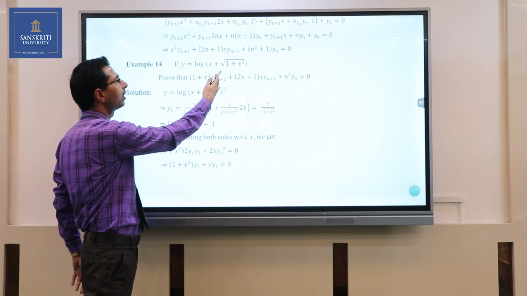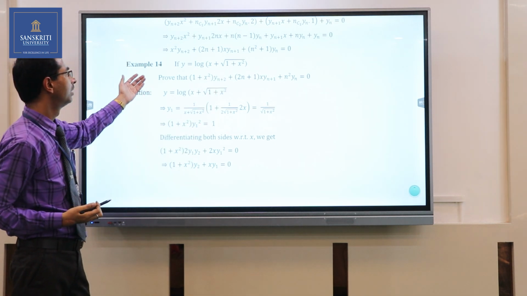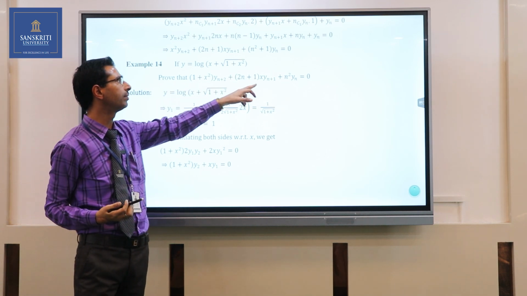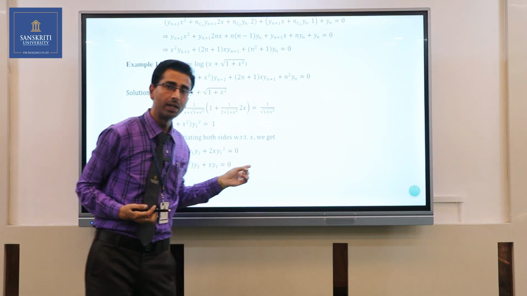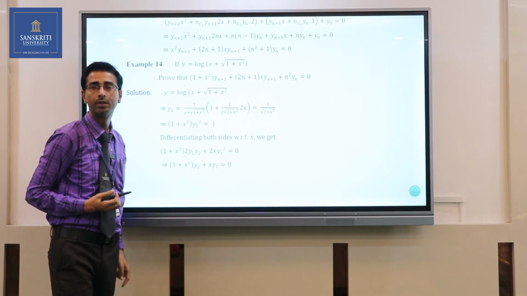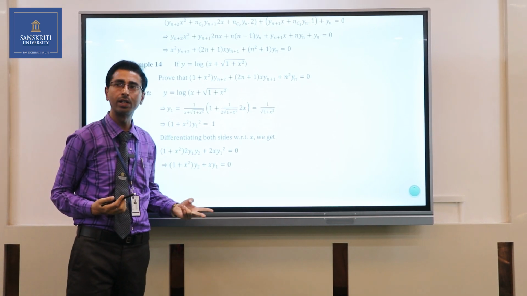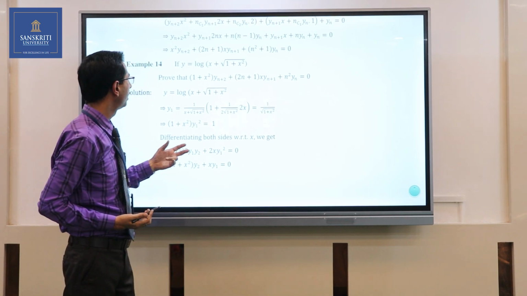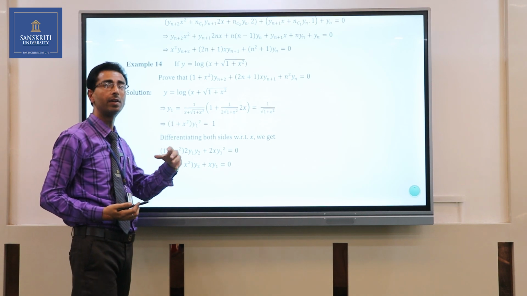y is equal to log of x plus root of 1 plus x square, and then we have to prove that (1 plus x square) y_{n+2} plus (2n plus 1) x y_{n+1} plus n square y_n is equal to 0. Similarly, we find out the value of y_{n+2}. So first we differentiate two times the given function, and after it we find the nth derivative using the Leibniz theorem. So first we find the derivative two times.